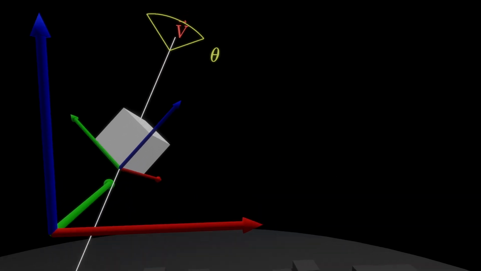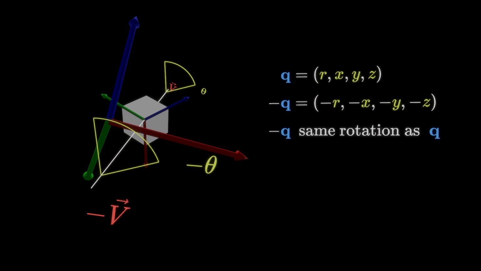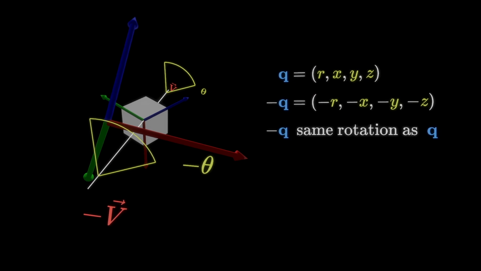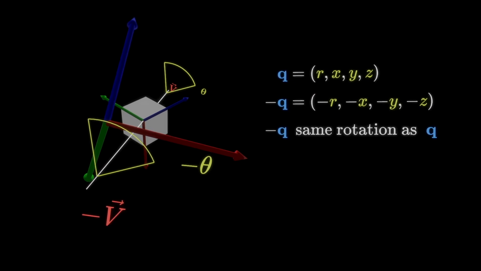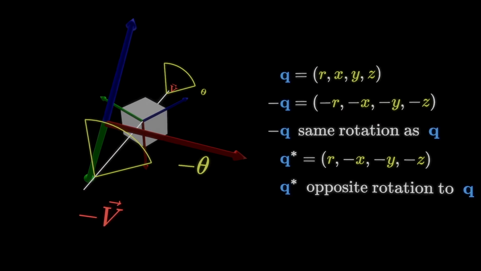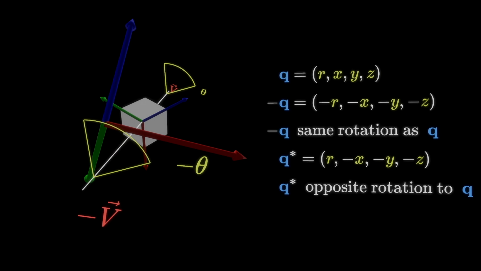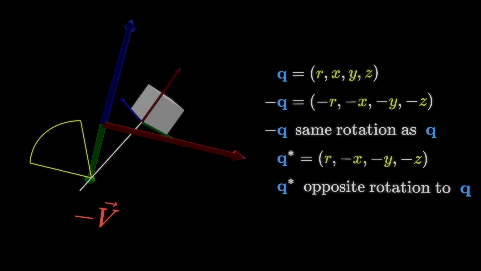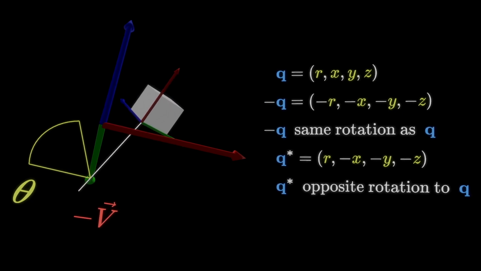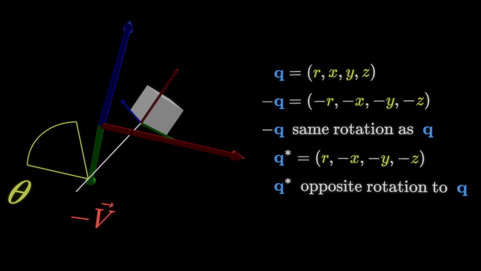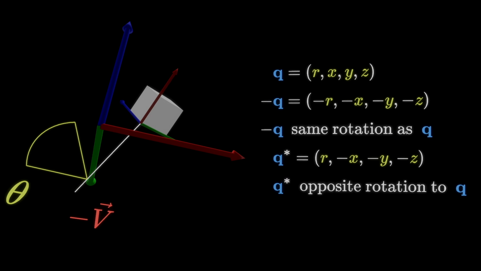Let's play with that entity a bit. First, it's easy to see that minus q is the same rotation as q, because if we take a vector minus v and angle minus theta, that will be the same rotation. If we want to reverse the rotation, we need to take the opposite vector, but keep the same scalar part. And this is exactly what conjugation of q does by definition. So q conjugated is a rotation opposite to q.